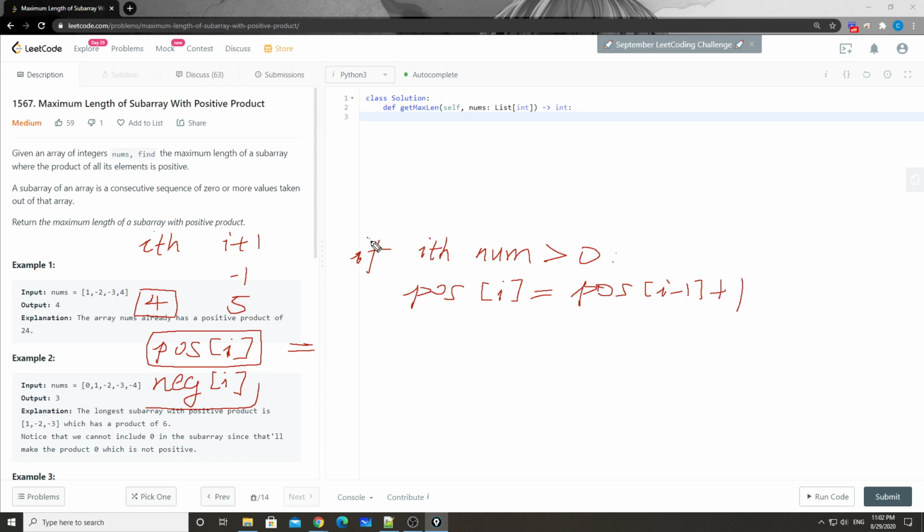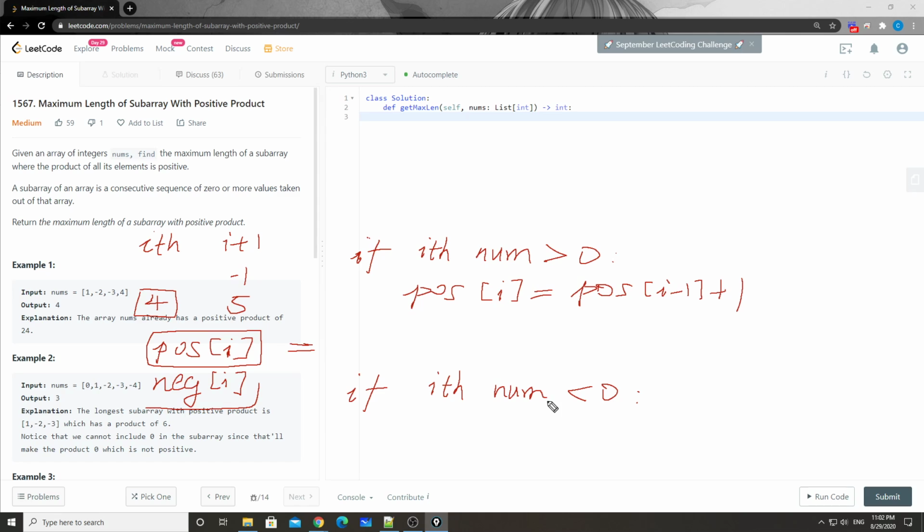So basically that's that. And how about the other scenario? If the ith number is smaller than 0, what's going to be the positive length of this? The first one is easy to understand. Now the tricky part is this one.